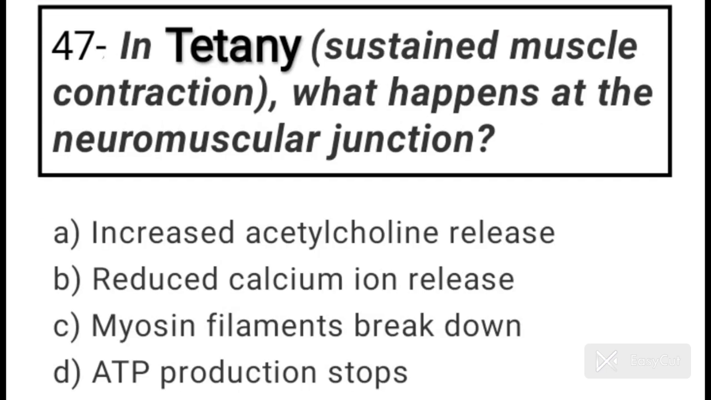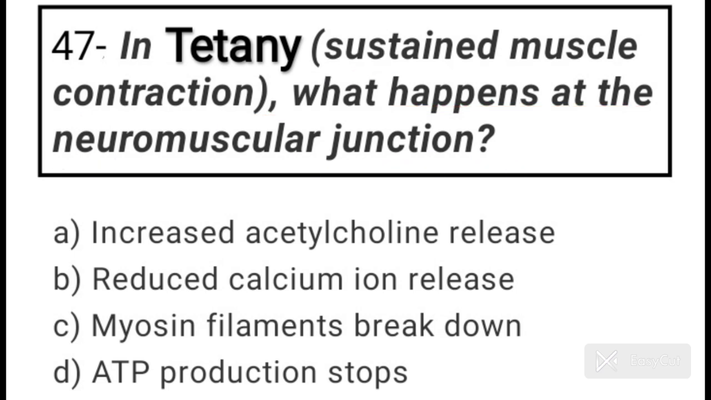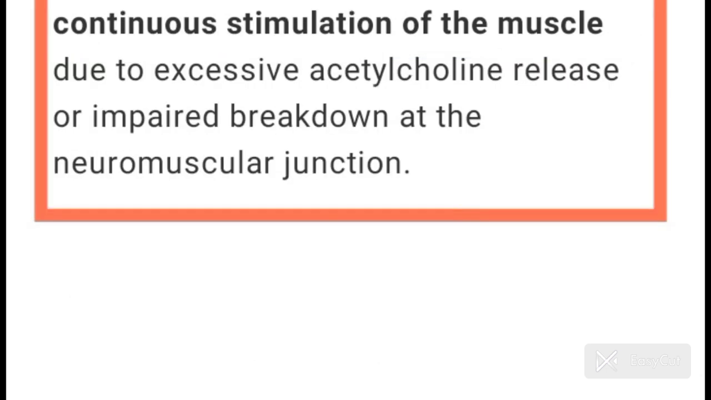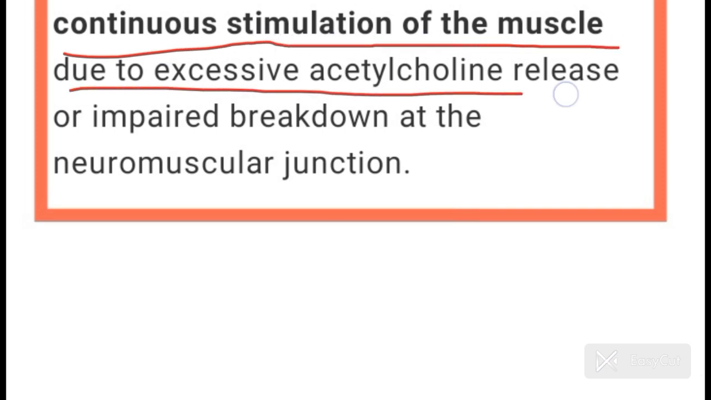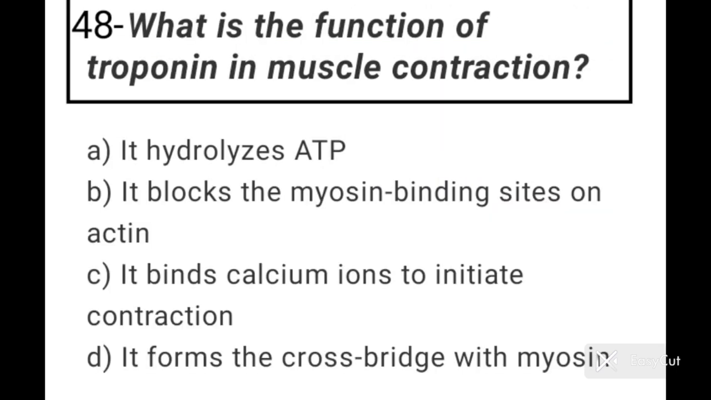Question number 47. In tetany, sustained muscle contraction, what happens at the neuromuscular junction? So option A is correct for question number 47. Tetany: increased acetylcholine release. What is tetany? Rapid spasm while contraction in muscle due to low calcium level in body fluid is tetany. So tetany is caused by continuous stimulation of the muscle due to excessive acetylcholine release or impaired breakdown at the neuromuscular junction.